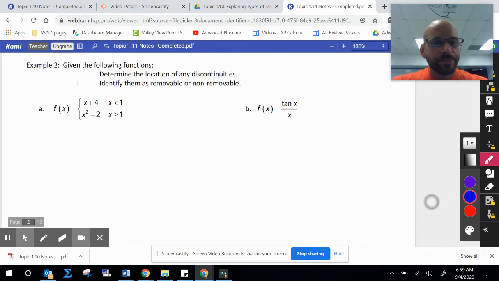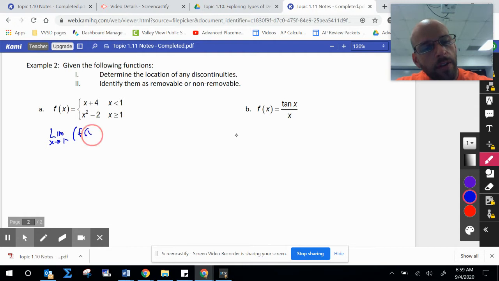So for part A, the first piece of my piecewise function is linear. I know that's continuous everywhere. The second piece is quadratic. I know that's continuous everywhere. So ultimately, I just need to know if these two pieces link up, right? So I'm going to start with the limit as x approaches 1 from the left of f of x. And if I plug in 1, that's going to be a 1 plus 4, which is 5.